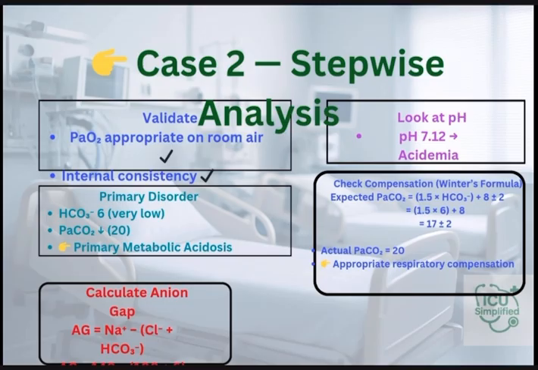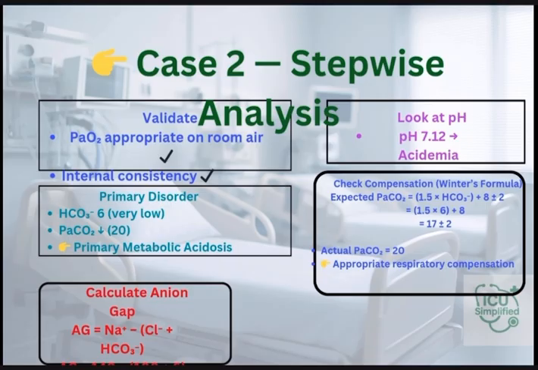The next step is to check compensation using Winter's formula. The expected PaCO2 is calculated as 1.5 times the bicarbonate plus 8, plus or minus 2, which gives an expected PaCO2 of about 17 plus or minus 2. Actual PaCO2 is 20, which falls within the expected range, indicating appropriate respiratory compensation.